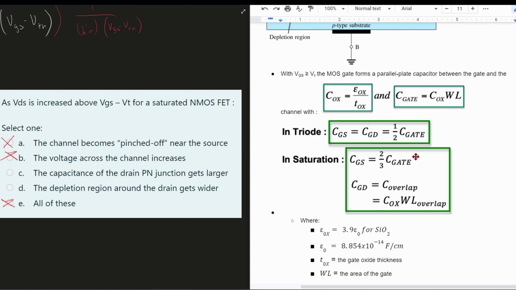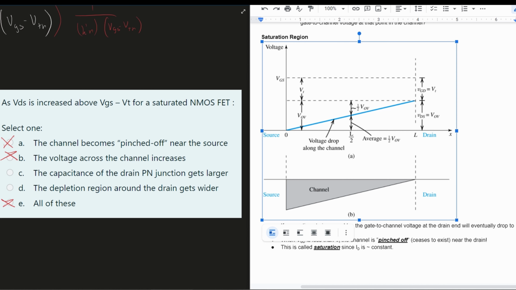So we have a 2/3 over our C gate. So we have the capacitance, and then we have the overlap. We have our COX, the WL overlap, and that just comes from this C gate right here. So we have COX and WL, and then we also have to plug this in here as well. So with that, we know it does not get larger.